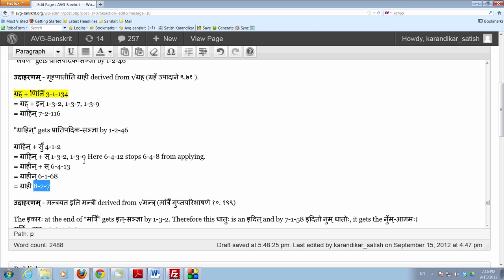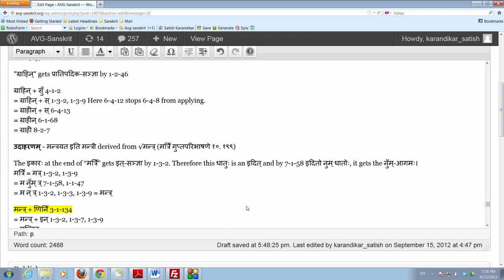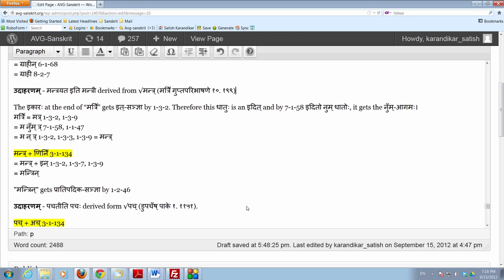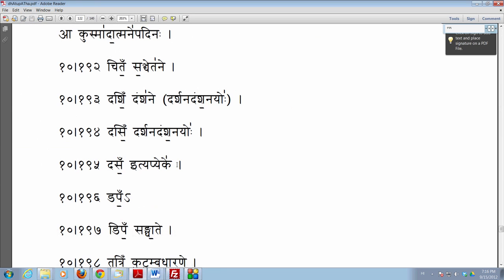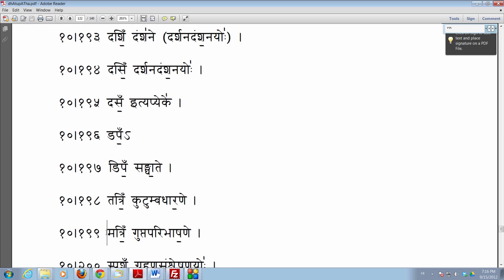Let's take one more example of this part of the sutram. Mantrayate iti mantri. This is formed from the well-known dhatu mantra. Mantri gupta paribhashane. Gupta paribhashane means to hold secret discussions, private discussions. So effectively it means somebody who counsels or advises, mantri. Now this dhatu, mantri gupta paribhashane, it is number 199 in the Churadiganaha.